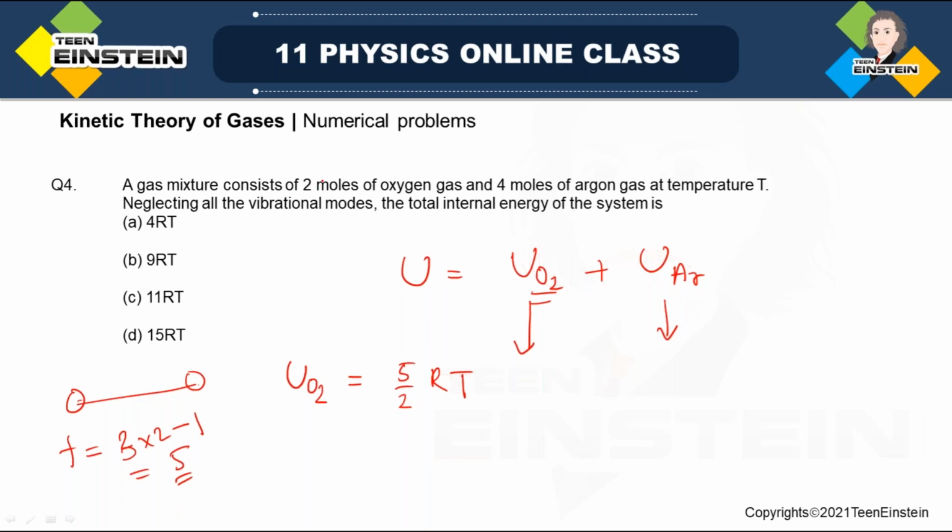But how many moles are there here? 2 moles of oxygen are there. So you get 5 RT for this oxygen. So this is the internal energy due to oxygen. And what about the internal energy due to argon? We have to find out.